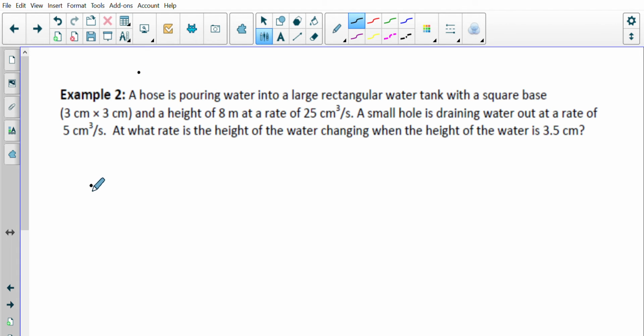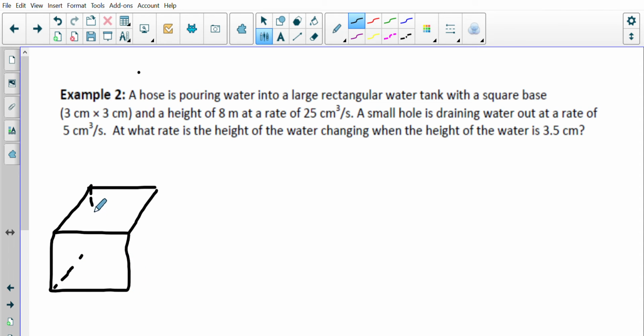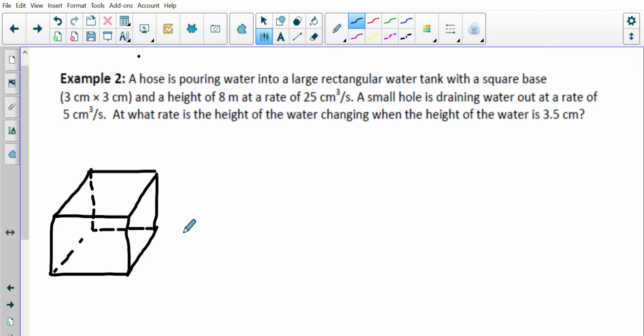So we got a rectangular box. I'm going to draw that first. Again, bear with me here, I'm not much of an artist. Do my best. There's my rectangular box. All right, it's probably the best one I've drawn in a while. Now it's got a square base, so I'm going to call this x and that x, and then we're talking about height, so I might as well label that h.